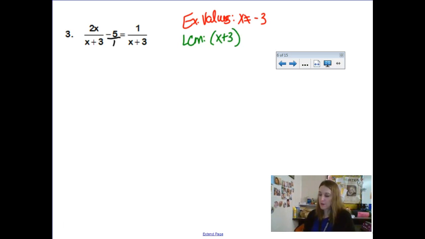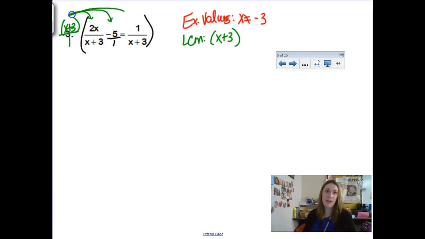So let's talk about what I could multiply this entire equation by. That's going to be the x plus 3. So here's what's going to happen on this next one. I'm going to show you how you can take a bit of a shortcut as far as how to show work without writing everything out.